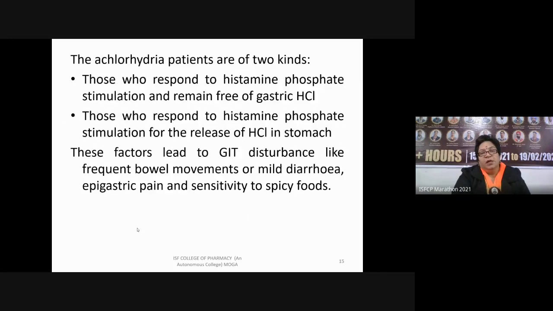Now, achlorhydria patients are of two kinds. Those who respond to histamine phosphate stimulation and remain free of gastric HCl. Whenever they are given histamine phosphate stimulation, they remain free of gastric secretion or gastric hydrochloric acid. And those who respond to histamine phosphate stimulation with a response of hydrochloric acid in the stomach. So these are two types of patients, and these factors lead to GIT disturbance like frequent bowel movements.